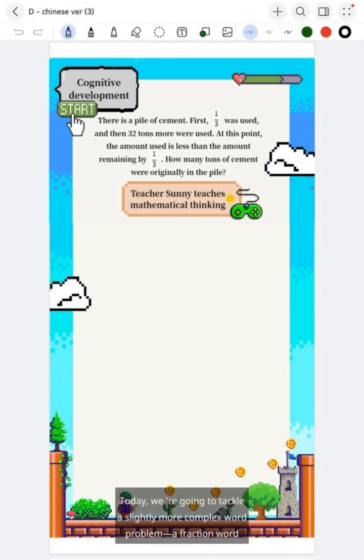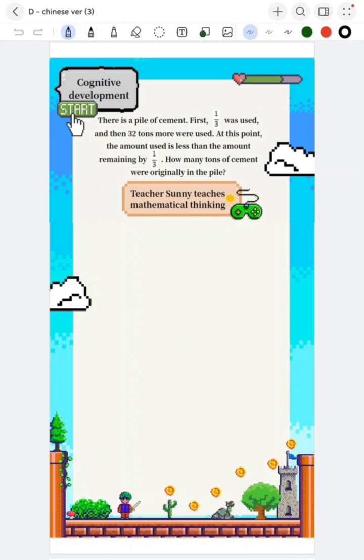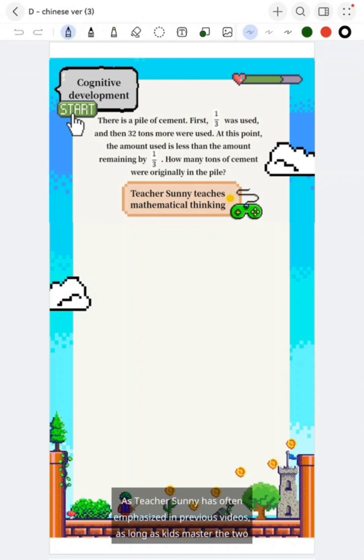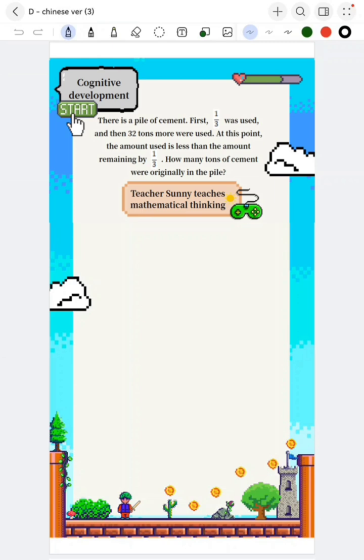Today we're going to tackle a slightly more complex word problem, a fraction word problem. As usual, we'll solve the problem by drawing diagrams and then we'll need to use the method of quantity rate correspondence. So, as Teacher Sunny has often emphasized in previous videos, as long as kids master the two main problem-solving strategies, they can handle basically over 80% of application problems. You'll be able to solve them easily and confidently.